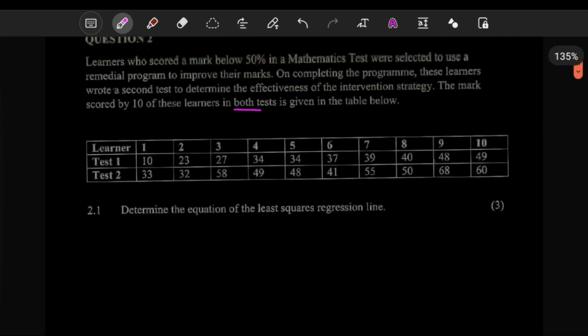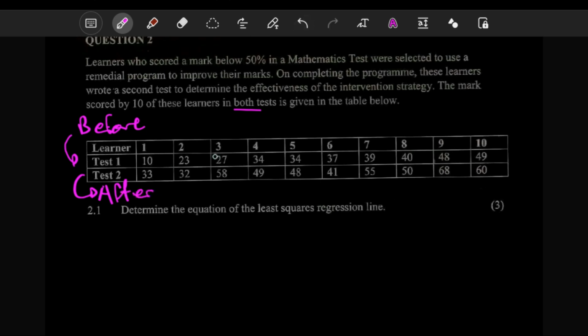So what they mean is this is the test before the intervention, and this is the mark after the intervention. So the big idea here, obviously with questions like these, it's statistics. You're obviously going to eventually compare the data and all that.